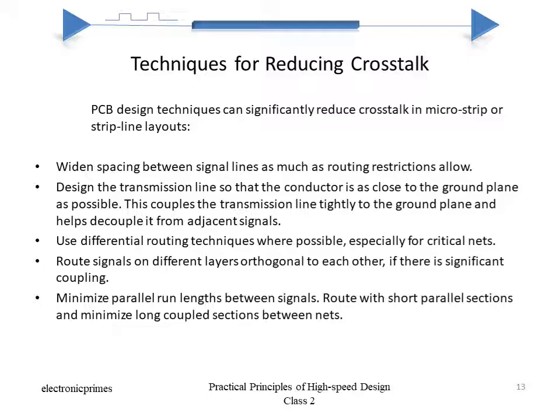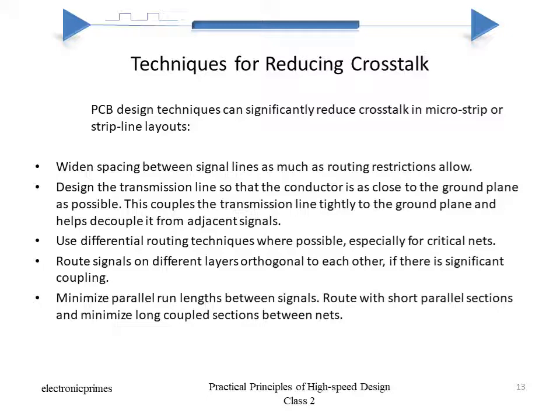Secondly, design the transmission line so that the conductor is as close to the ground plane as possible. This couples the transmission line tightly to the ground plane and helps decouple it from adjacent signals. So you should have a ground plane as near as possible. Third, use differential routing techniques wherever possible, especially for any critical signals. And fourth, route signals on different layers, orthogonal to each other, if there is significant coupling. So that's XY or orthogonal routing, you follow that.